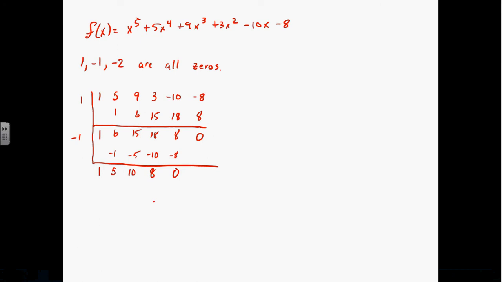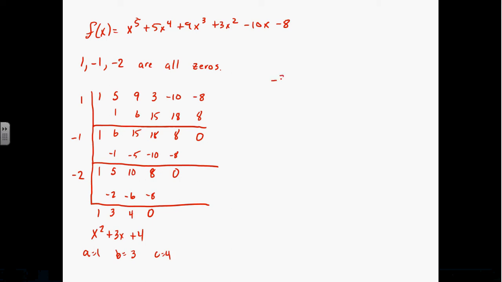So I've knocked it down from a fifth to a fourth to a third. Okay? So now I'm going to use the last remaining zero to knock it down again. So 1, negative 2, 3, negative 6, 4, negative 8, 0. So now I have x squared plus 3x plus 4. So I want to factor that, which I can't. It's not factorable, but I can use the quadratic formula. So a equals 1, b equals 3, c equals 4.